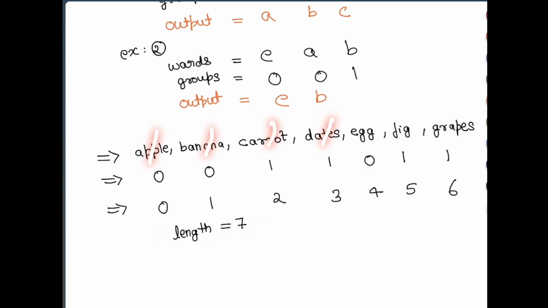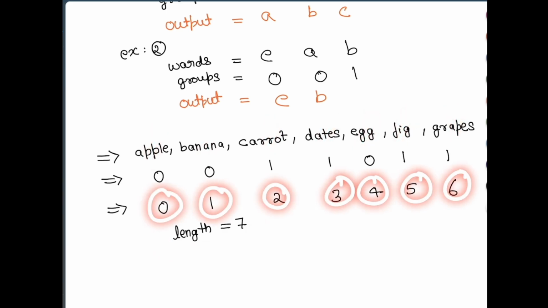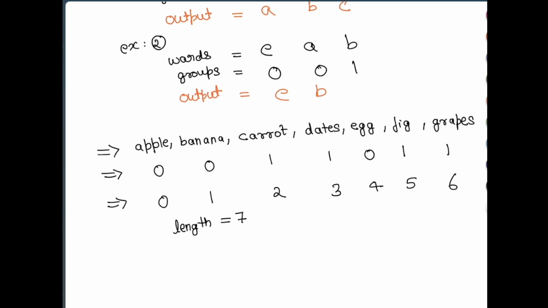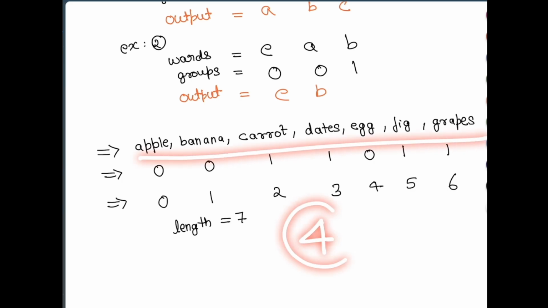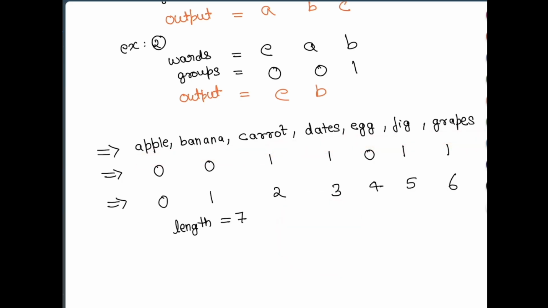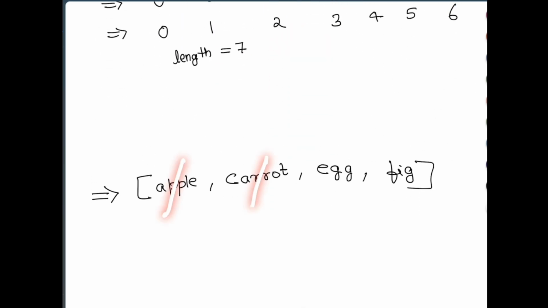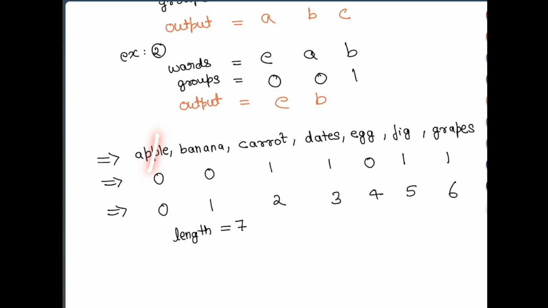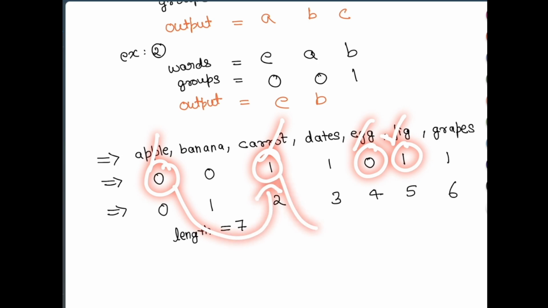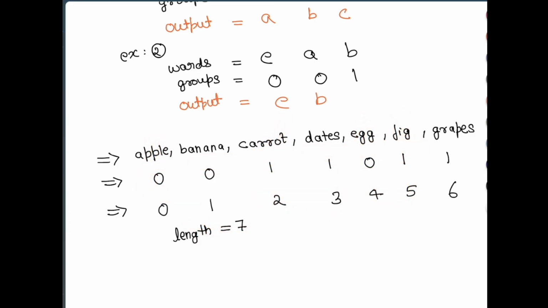Okay, you have 1 2 3 4 5 6 7 elements, and the indexes are 0 1 2 3 4 5 6. Now the thing is, one possible answer for this particular input is of length 4. That is the longest subsequence which can have alternating groups, of length 4, and one possible answer is apple, carrot, egg, fig. Now you need to see the groups, right? 0 1 0 1. The groups are alternating. None of the two consecutive groups are the same. Now how can you solve this?